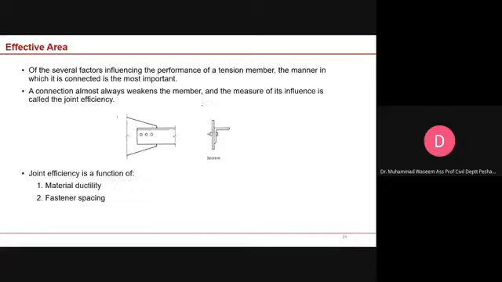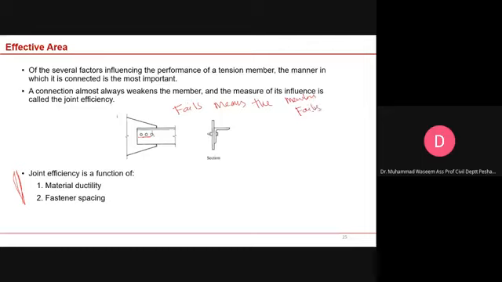Okay, now we will discuss the joint efficiency. We know that every other member, the tensile member, is also to be connected. Okay, they can be connected via bolts, rivets, welds. So if the joint fails, it means failure of the tension member. If this fails, means the member fails.